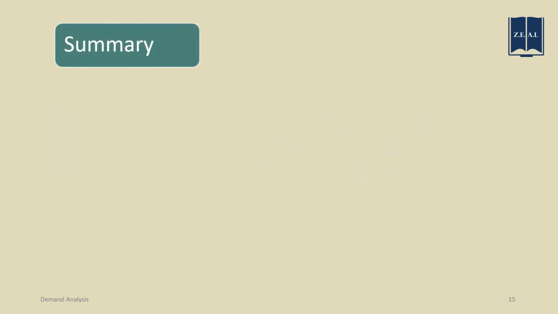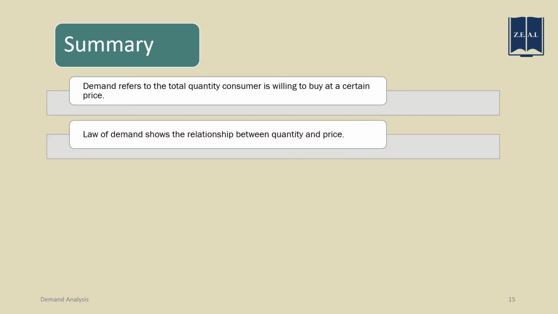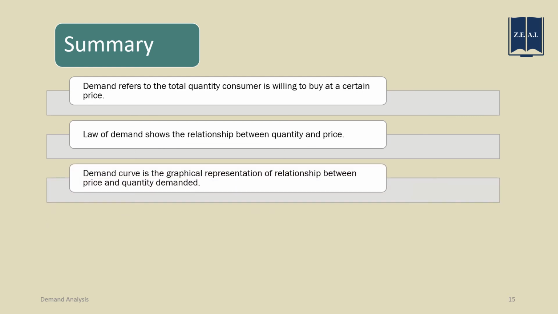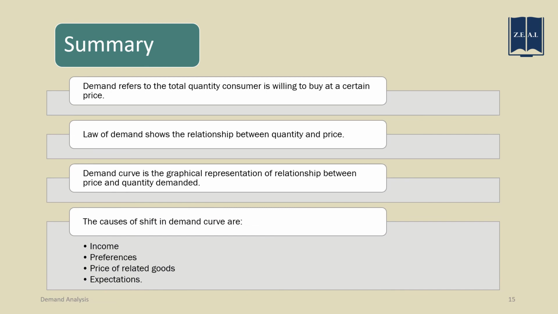Now let's summarize what we learned till now in this video. Demand refers to the total quantity a consumer is willing to buy at a certain price. Law of demand shows the relationship between quantity demanded and price, while demand curve is the graphical representation showing the relationship between, again, price and quantity demanded. And there is a shift in the demand curve with changes in various factors such as income, preferences, price of related goods, and expectations of consumers.